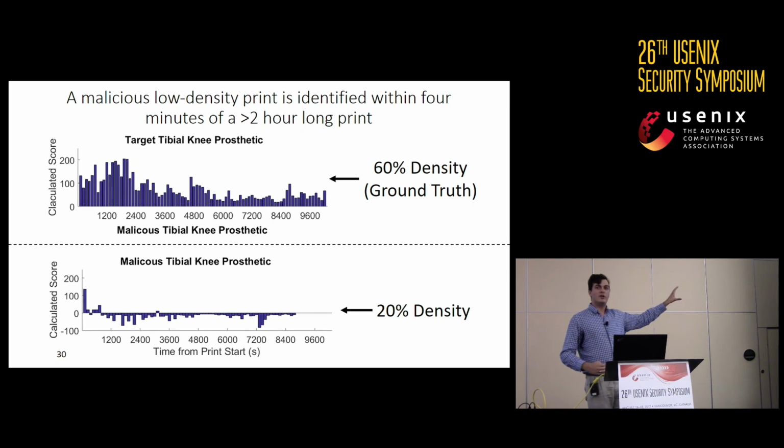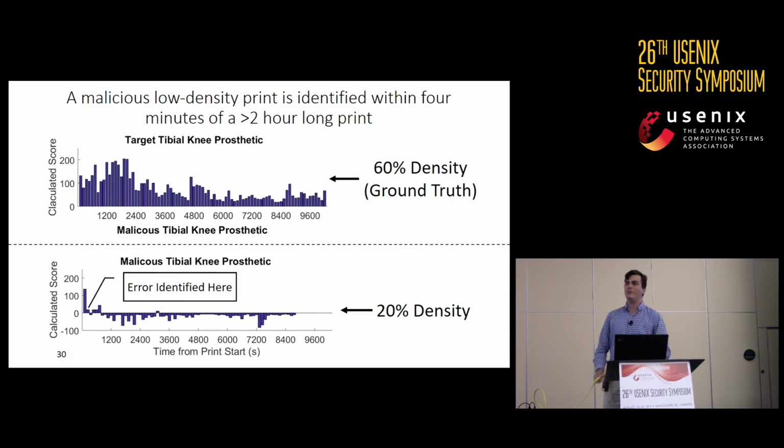Now we have many, many more columns here because this is a more complicated print than what we saw before. It takes more than 2 hours, but we see consistently high calculated scores. Now on the bottom, we have our malicious print, and we see that very quickly the scores drop off and become negative. In fact, we're able to identify the error within about 4 to 6 minutes, when otherwise the print would have taken, again, upwards of 2 hours.